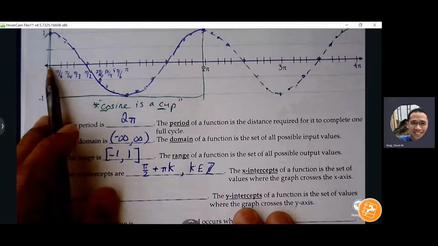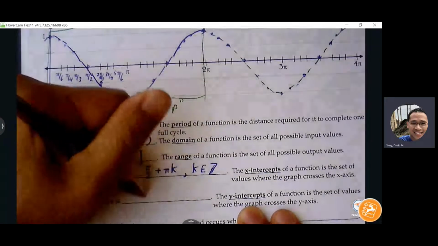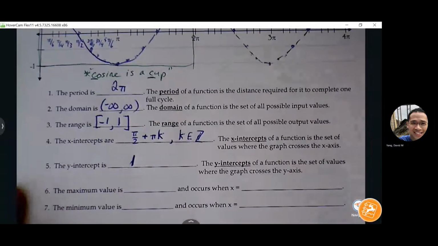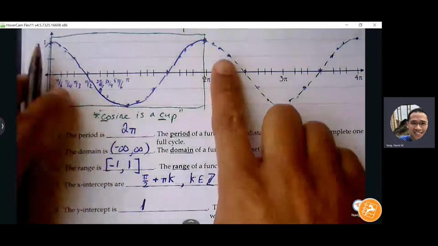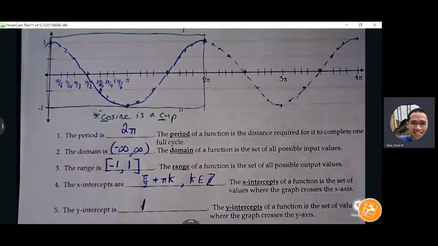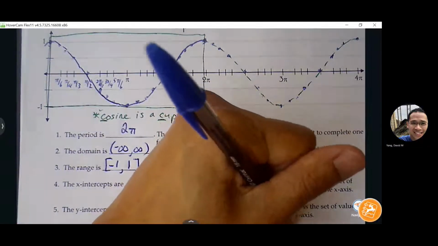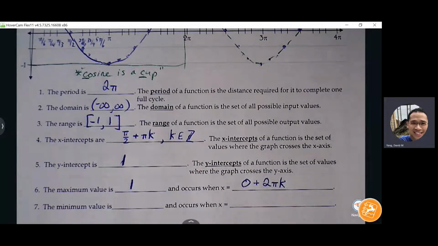Y-intercept for sine is 0, but the y-intercept for cosine is what? 1. Yeah, that's right, 1. Okay. Max value: 1. Yep. And they all occur at increments of 2 pi, right? So I can say 0 plus 2 pi k. And that k can also extend in the negative direction because k is for all integers. So I can do minus 2 pi, minus 4 pi, minus 6 pi. Those are all covered when I create that formula.